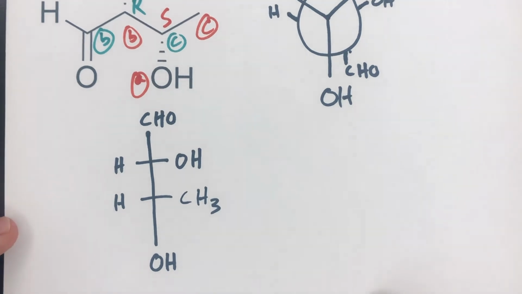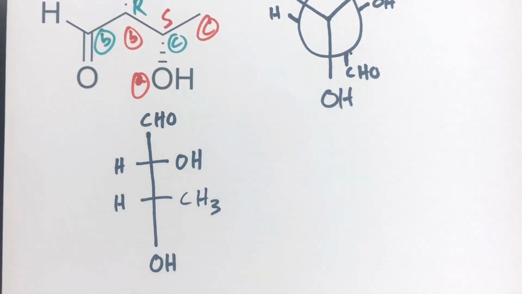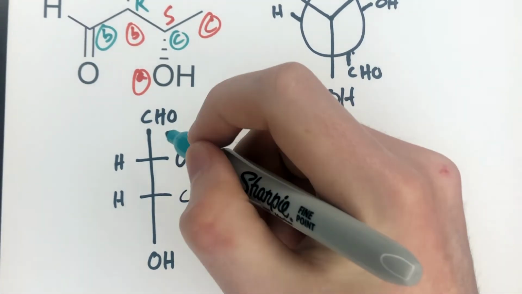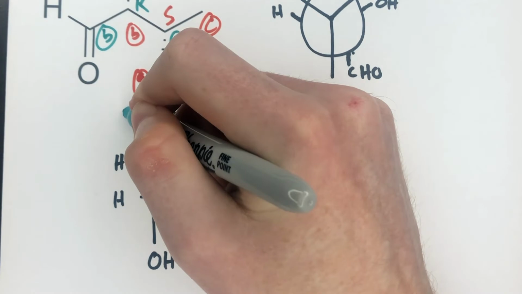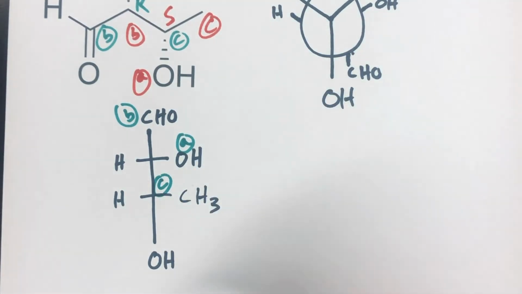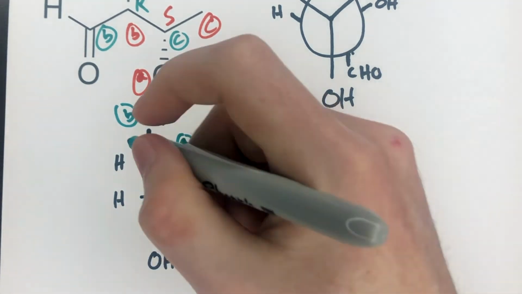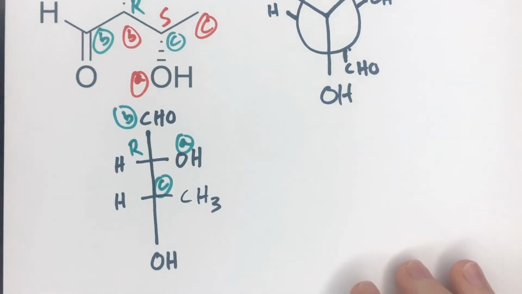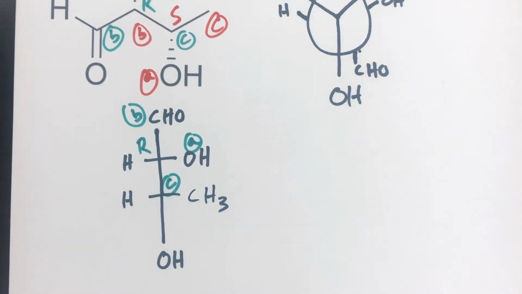Okay, now let's check this position again. So that first carbon at the top is this one here. It's R. So this OH is A. Then the aldehyde, then this carbon bound to the OH. That looks like S, the hydrogen is on the horizontal, so it is R. So that one is the same.